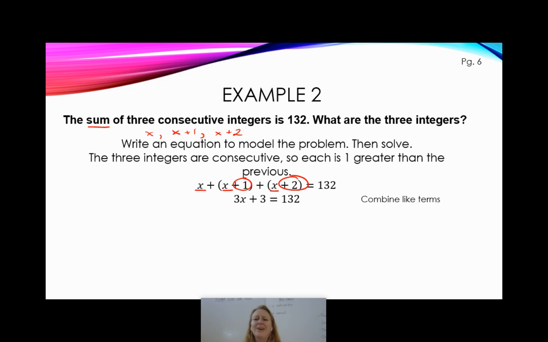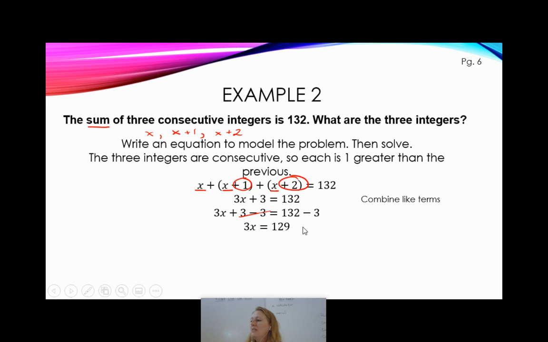Oh my gosh, and now this is easy to solve. So now that I've combined my like terms, this is so easy to work out, right? I'll just subtract 3 from both sides. In fact, I wrote it down here. So I'm going to go ahead and subtract 3 from both sides, which will cancel these out. That's why we did it. So I now have 3x equals 129.